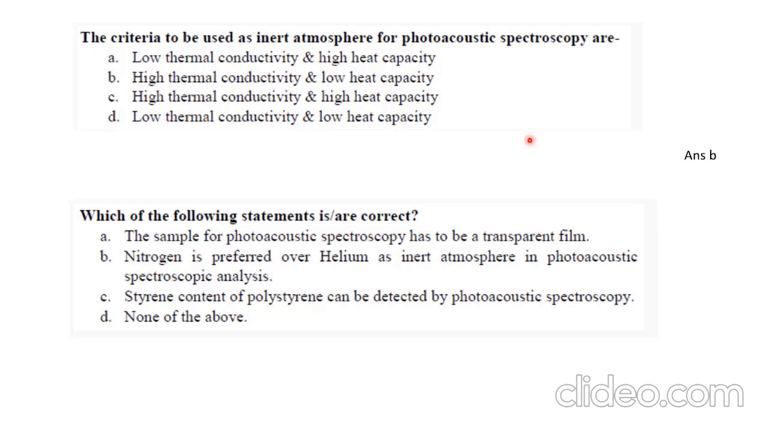B. I don't think so. Yeah, helium is preferred. No, it can be used for different materials. It can be used for powders. So that is also not correct. Anyone can answer?